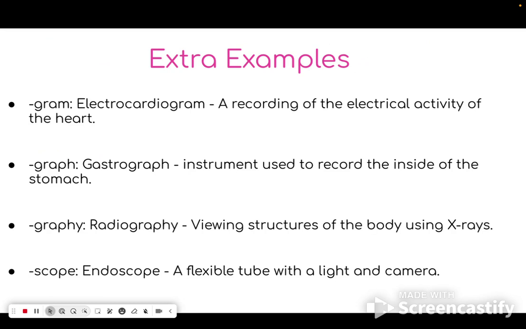Here's some extra examples of words that you might commonly hear in the hospital. Electrocardiogram, which is a recording of the electrical activity of the heart. Gastrograph, which is an instrument used for recording the inside of your stomach. Radiography, viewing structures of the body using x-rays. Endoscope, which is a flexible tube with a light and camera.